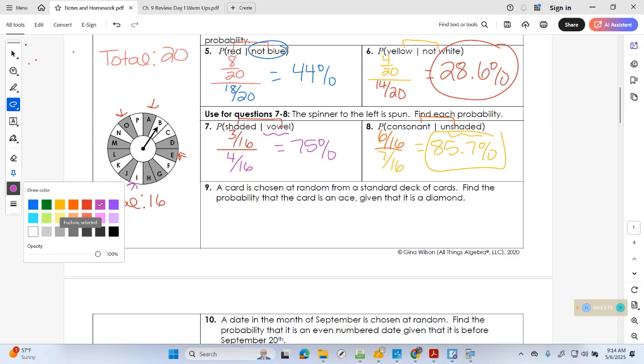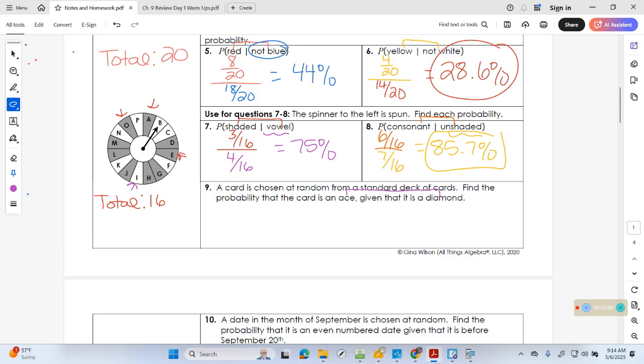All right, cards. You know we love our cards around here. A card is chosen at random from a standard deck. Okay, you know it. Just humor me. How many cards in a deck? 52. All right. Find the probability the card is an ace given that it's a diamond. So first question for you. How many cards are aces and diamonds? 1. Isn't there only one ace that's a diamond? So we're going to have 1 out of 52.